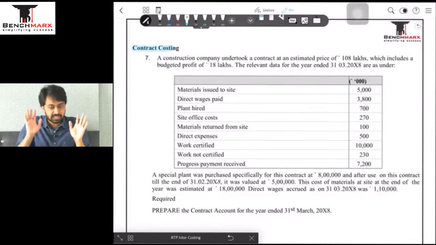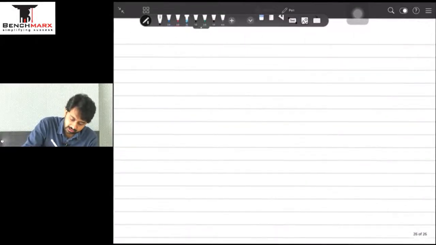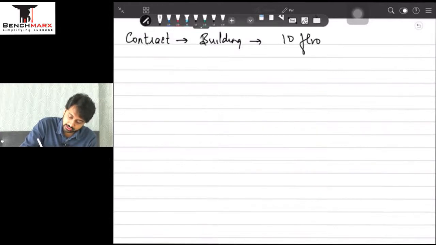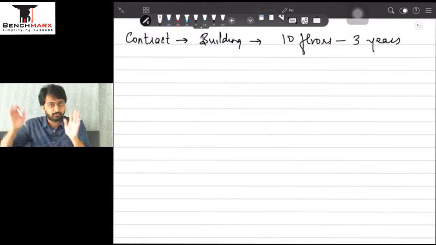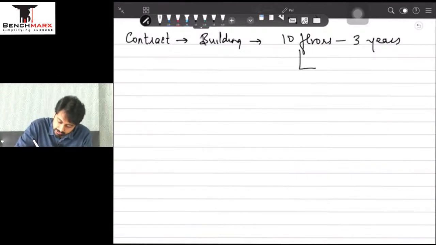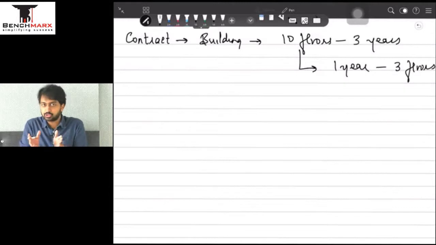It is as if. इसका मतलब क्या है? इसका मतलब ये है that suppose I have taken a contract to make or to build a building, and the building is of 10 floors, barabar, and suppose it is going to take me 3 years to make a building of 10 floors. Does that mean I'm going to wait for all the 3 years and building के end में मैं profit book करूँगा? नहीं. So at the end of 1 year, suppose I have prepared 3 floors, barabar. Now what we'll do is we'll assume that 3 floors is also a product, in which case I'll find the profits of 3 floors.